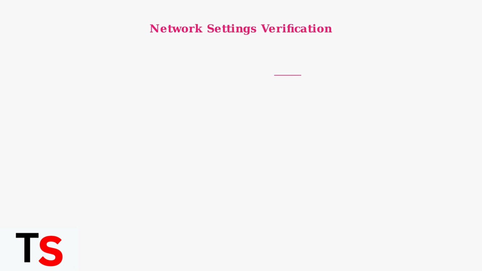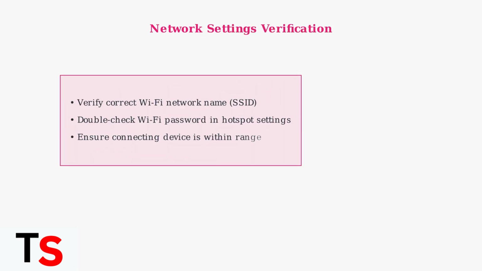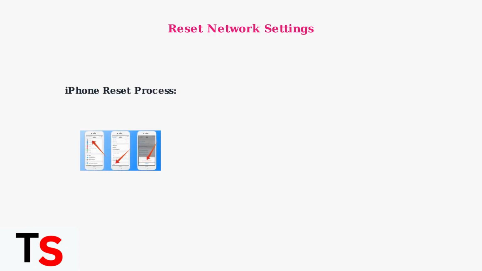When basic troubleshooting doesn't resolve your T-Mobile hotspot issues, advanced fixes are needed. Start by verifying your network settings and credentials. Resetting network settings often resolves connectivity problems. This process differs between iPhone and Android devices and will clear all saved Wi-Fi passwords.